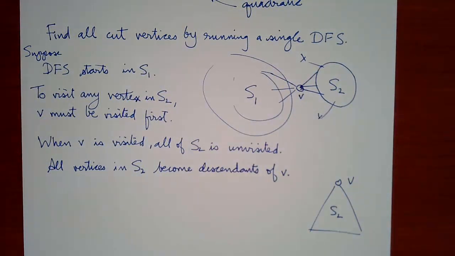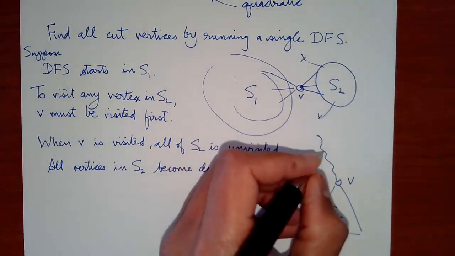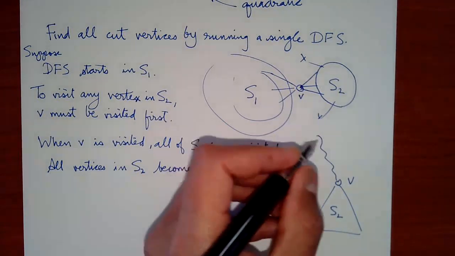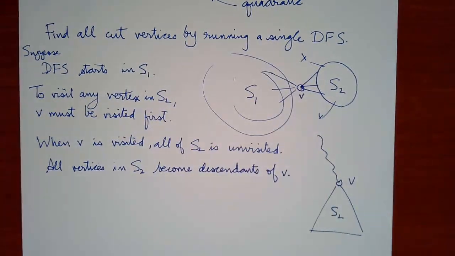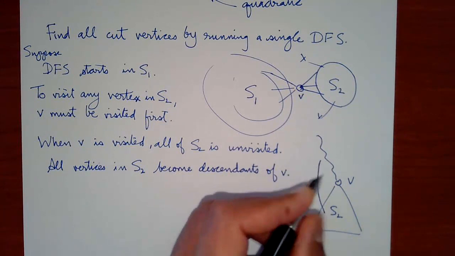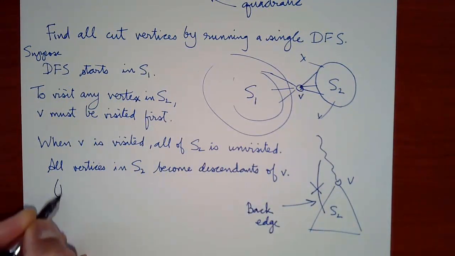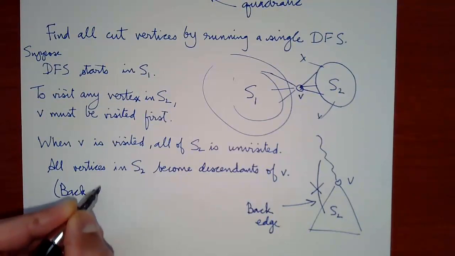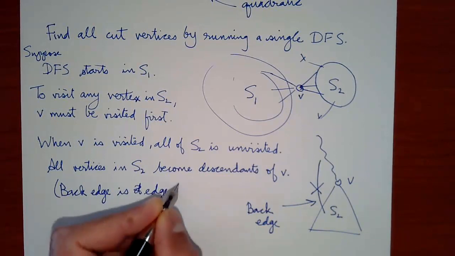It turns out what you can argue is that, here is the DFS tree. Remember that in the end, there's just going to be one DFS tree because the graph is connected. There cannot be any edge of this form. This, if you recall, is called a back edge. So a back edge is an edge to an ancestor.